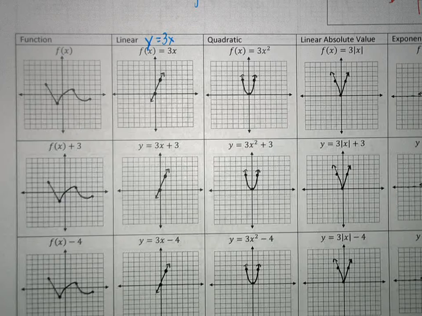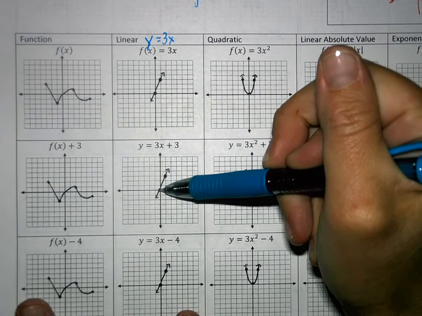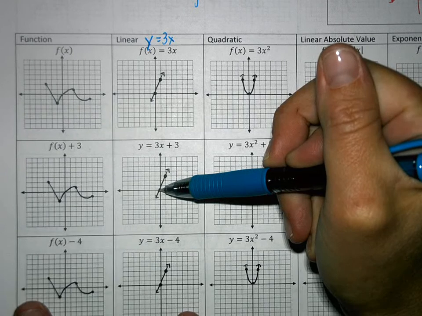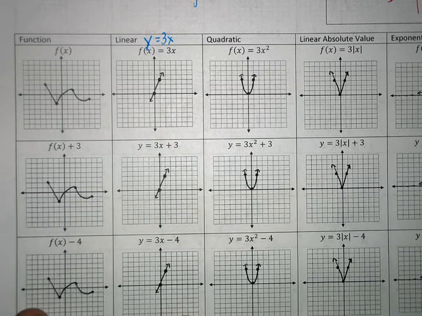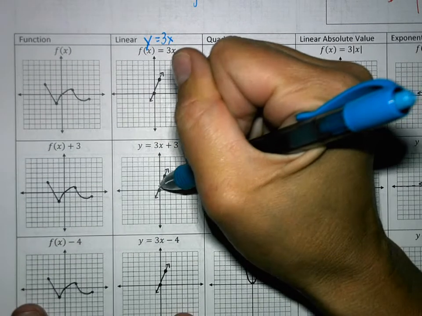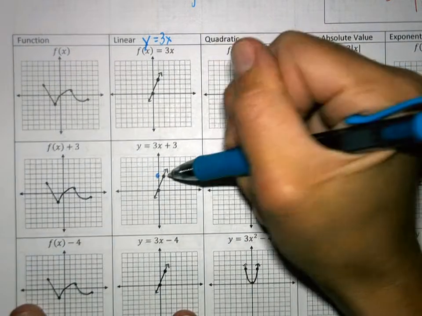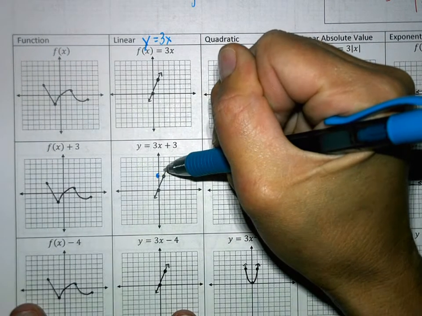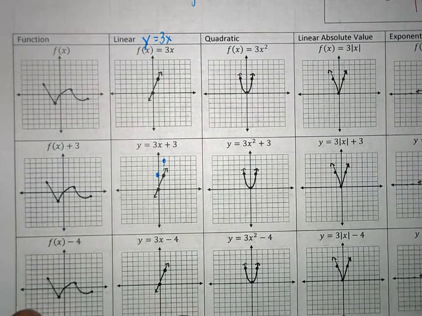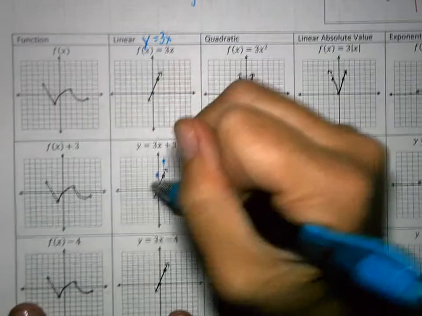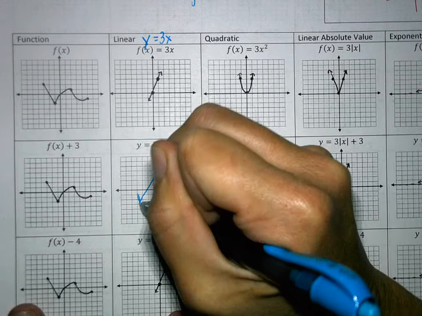Move it up 3. And so when you're translating functions, if you have points that are already on that graph, I just take each of these points and I translate them up 3. So from here, I'm going to go up 1, 2, 3 and make my new point. From this point right here, I'm going to go up 1, 2, 3, make my new point. And then we draw our new line.